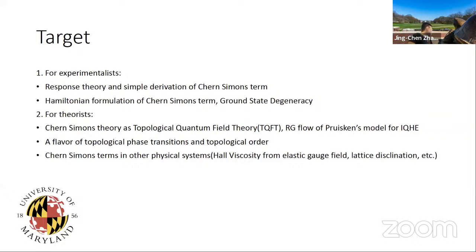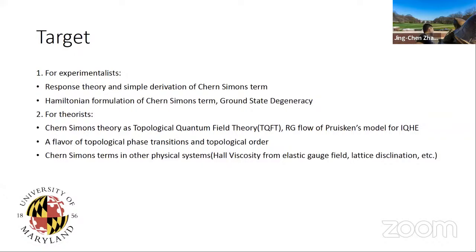I will show naively the ground state degeneracy of the fractional quantum Hall states with a simple derivation from the Chern Simons theory. And for experts and theorists, I want to convey that Chern Simons theory is a topological quantum field theory, by which I mean that its properties do not depend on the unit or the scale of your field, but on the topology of your global system only. And I will show the heuristic RG flow from Pruisken's model on the integer quantum Hall effect, by which you can see that the RG flow of the conductivity will flow to some fixed point, and that kind of explains why Chern Simons theory is topological, or is a TQFT.